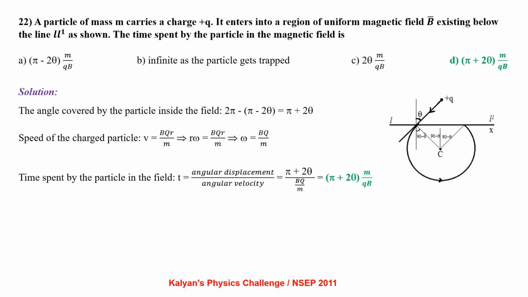Speed of the charged particle v equals BQR by m. We can write v equals R omega. So R omega equals BQR by m. From there omega equals BQ by m. Time spent by the particle in the field T equals angular displacement by angular velocity. So it is (pi plus 2 theta) by (BQ by m), which comes out to be (pi plus 2 theta) times m by QB.